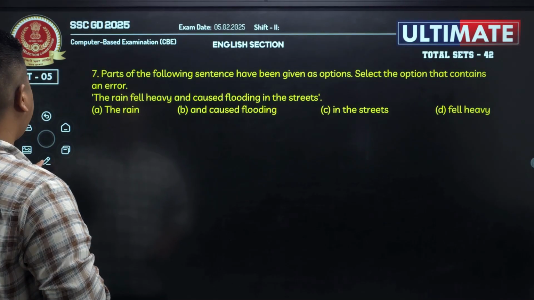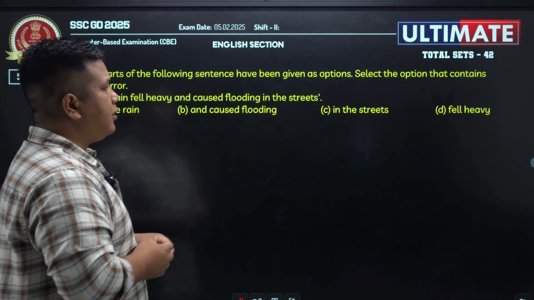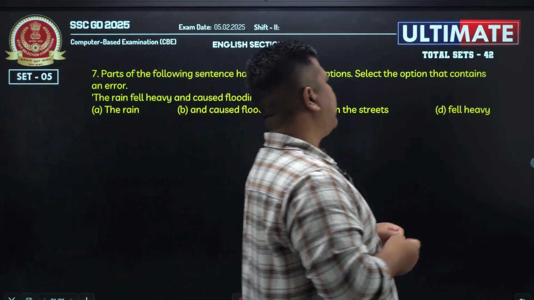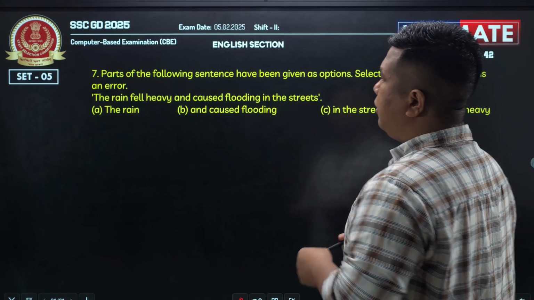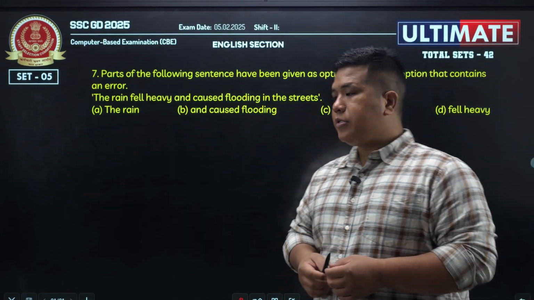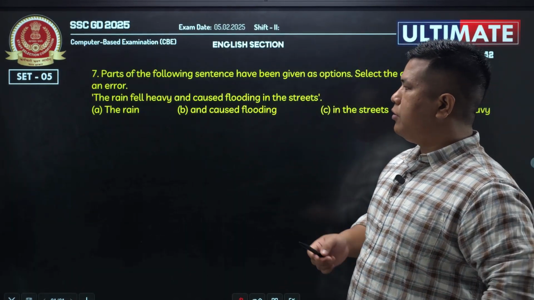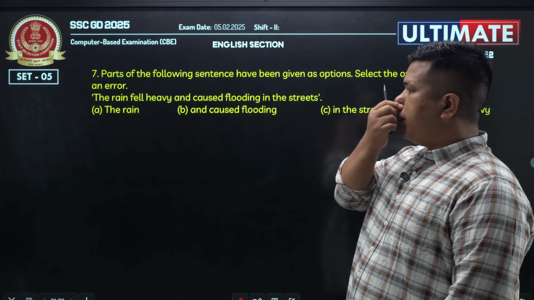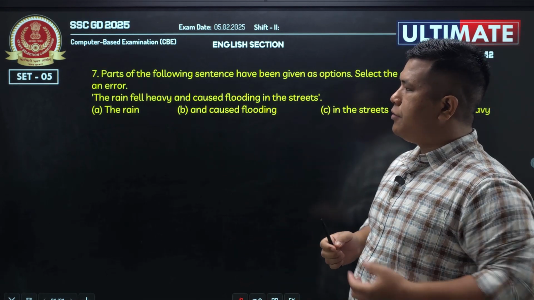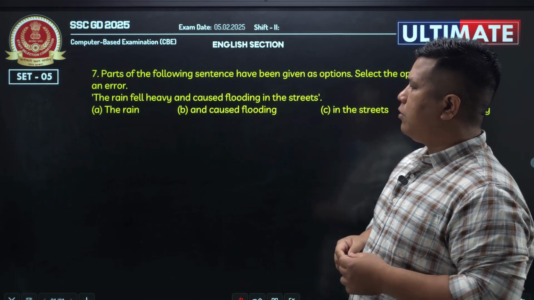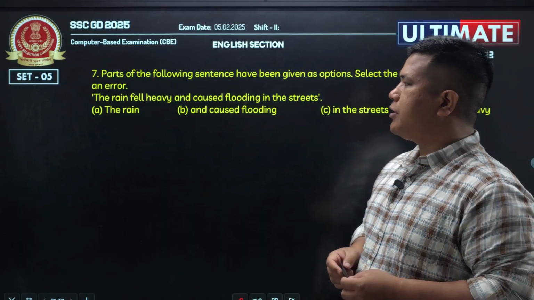Okay, question 7. Parts of the following sentence have been given as options. Select the option that contains an error. So where the error is is not mentioned. So we will try to find out the error by just reading the sentence. The rain fell heavy and caused flooding in the streets.